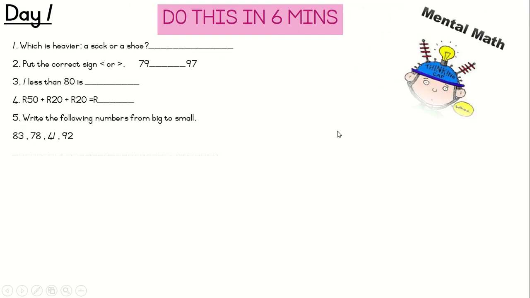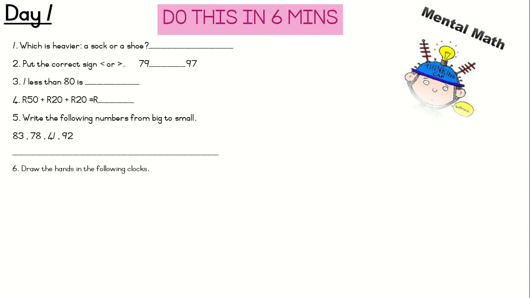I'm going to quickly just read through the questions, but not help you to answer them because it is very quick sums. Which is heavier, a sock or a shoe? Put the correct sign, bigger as or smaller as. Which one is bigger, 79 or 97? One less than 80 is? If I say 50 rand plus 20 rand plus 20 rand, how much money will I have? Write the following numbers from the big to small. Remember, always to start with the big number.